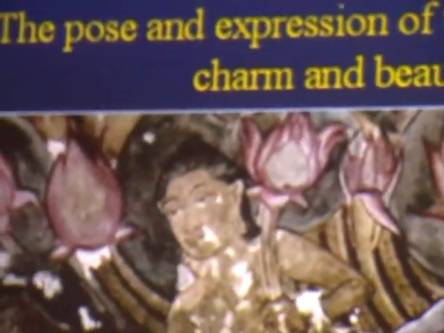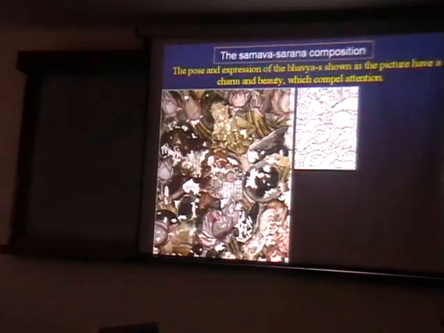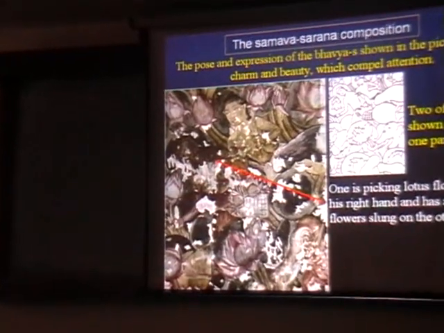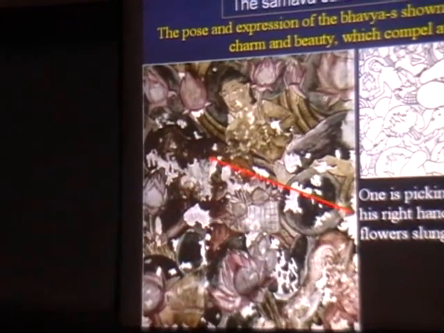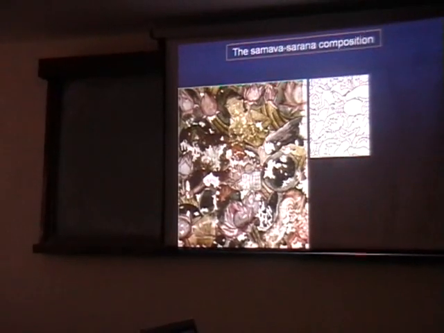The difference is shown not only in the flower but also on the stalk. You can see this stalk with a small thorn, which means one is picking lotus flower with the right hand and has a basket of flowers slung on the other. The basket of flowers is very modern.